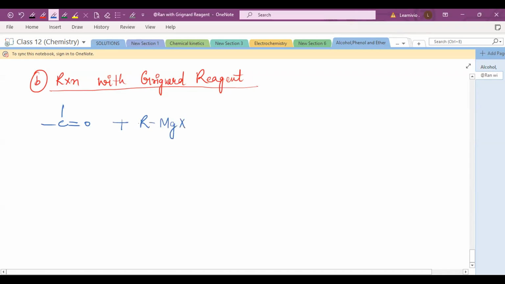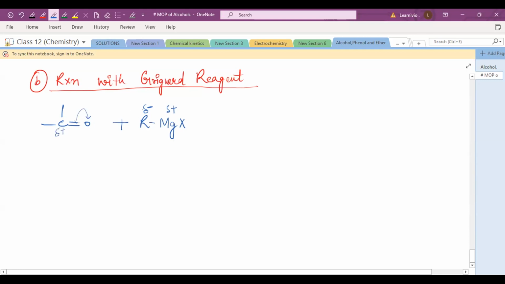RMgX. Now see, whenever the carbon is attached to the metal, the metal is electropositive here, right? So it will achieve a partial positive charge, and the carbon of the alkyl group will get a partial negative charge. You know very well. Now in this, oxygen is more electronegative, right? So it will pull the electron towards itself, so this carbon will have a plus charge.